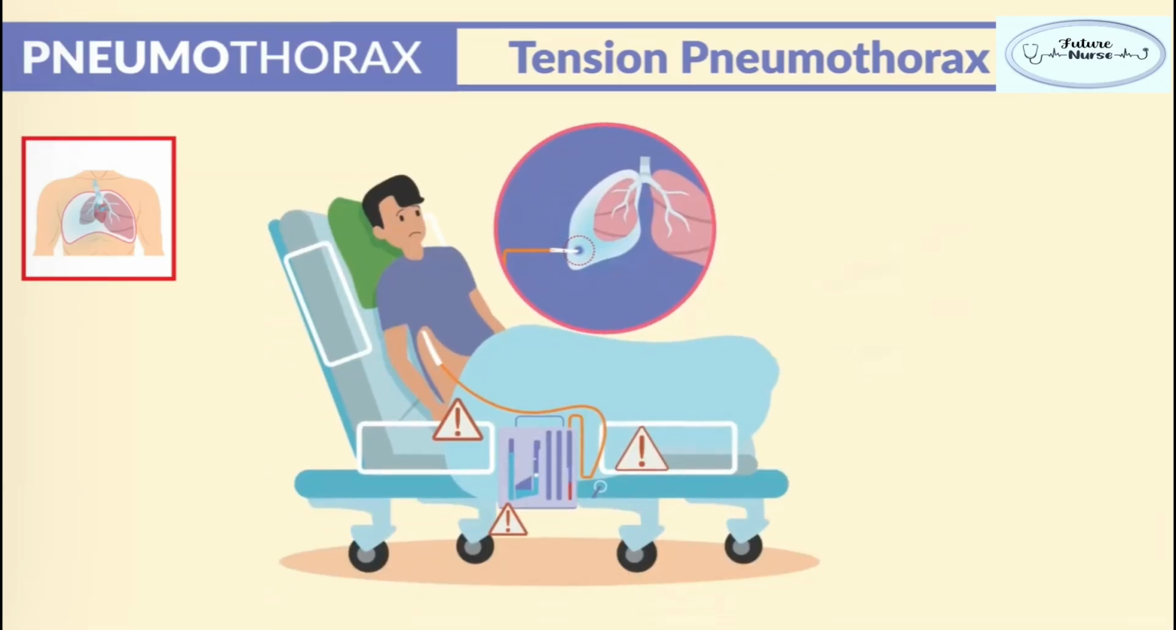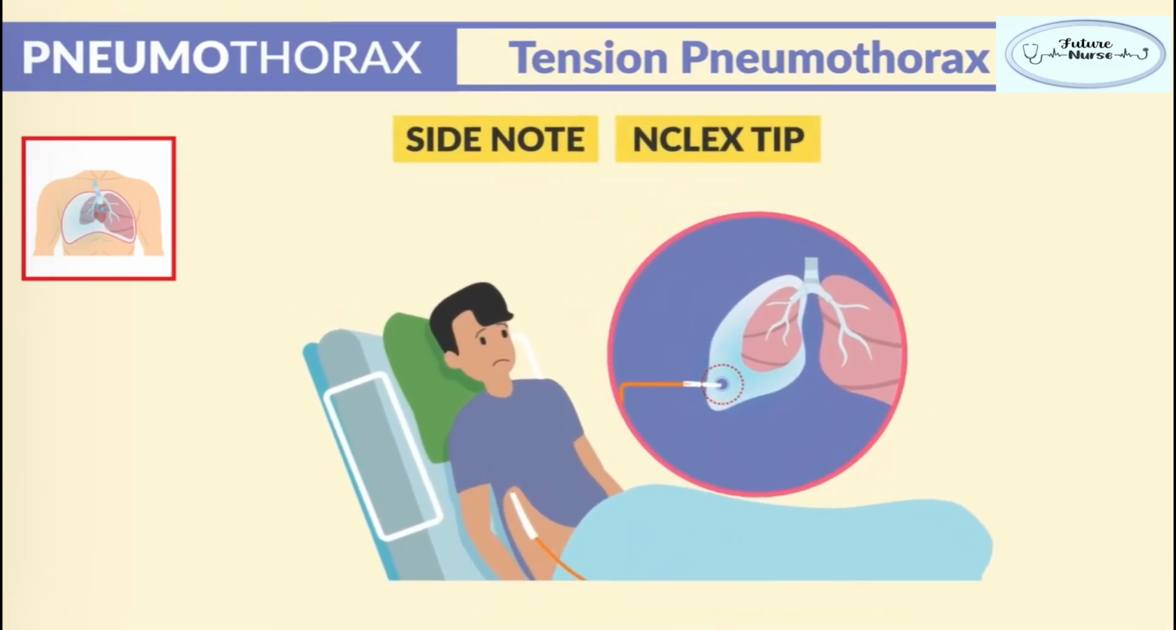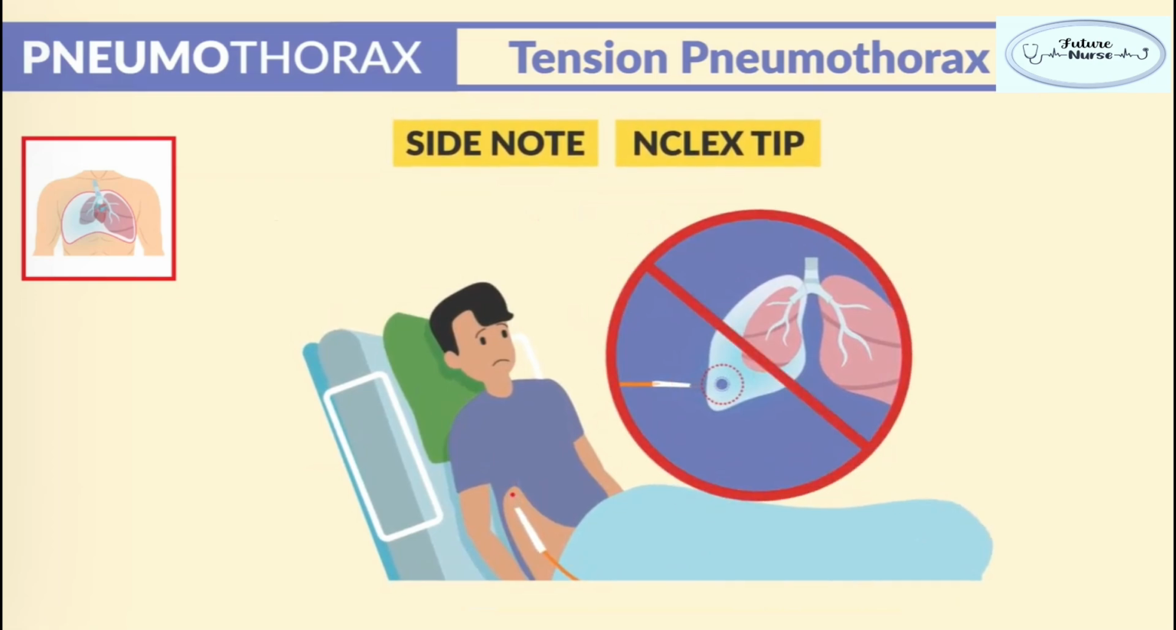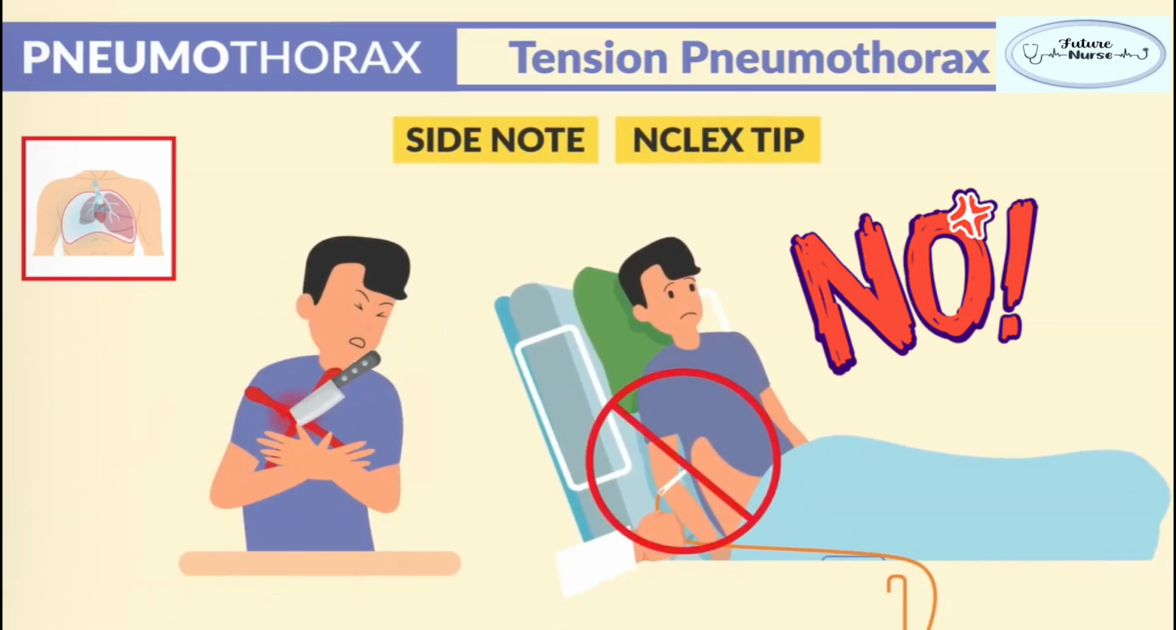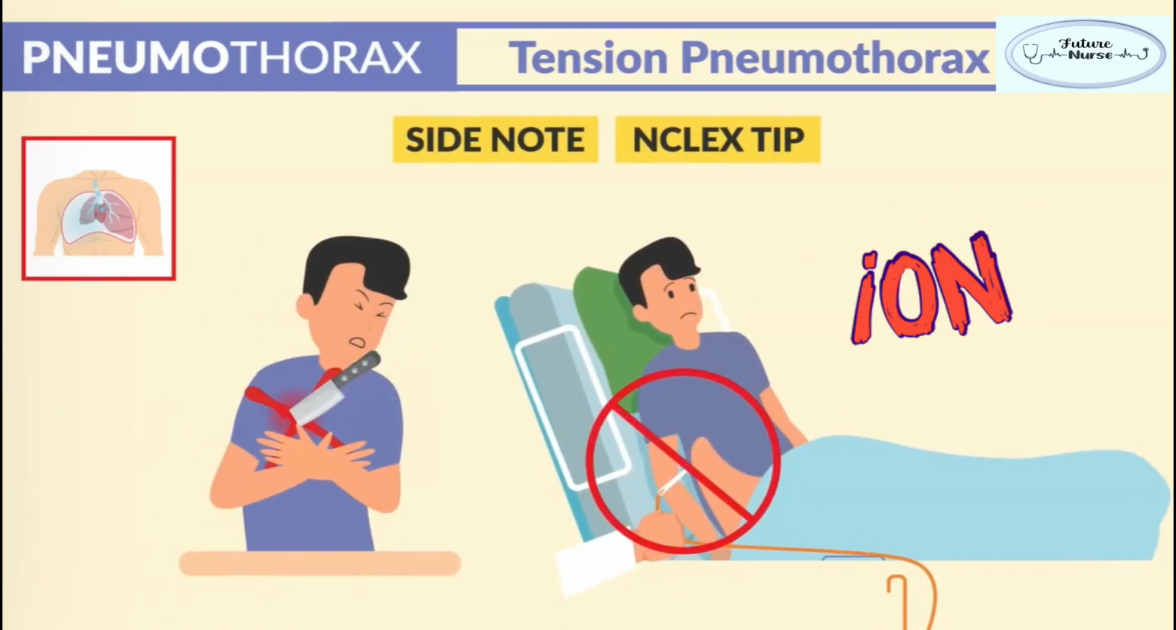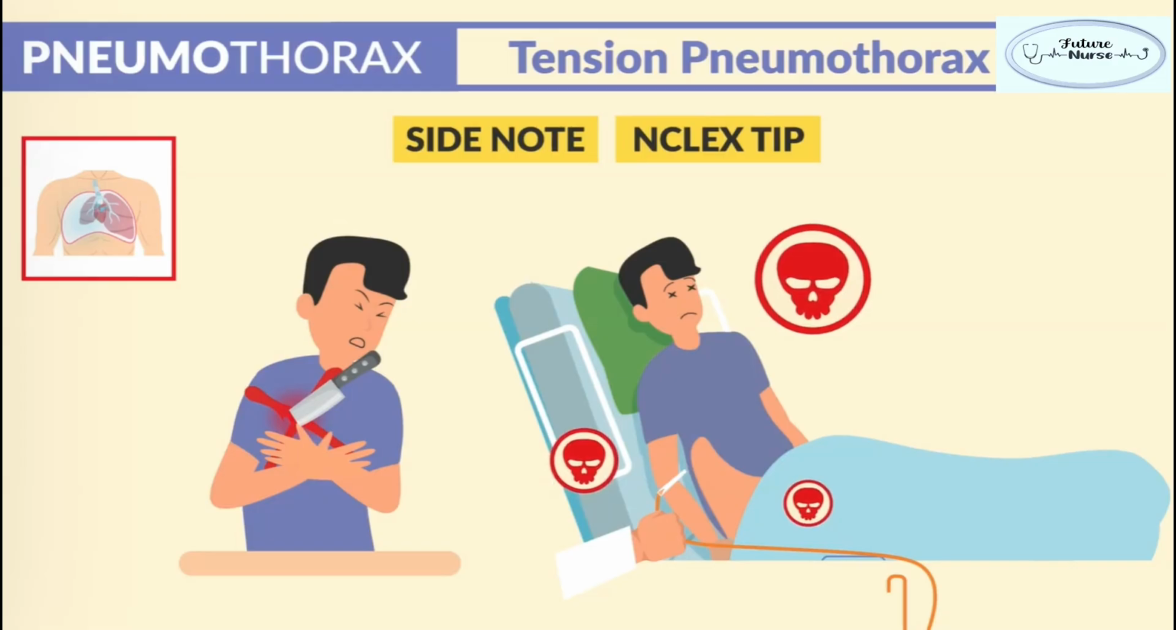Now, this is commonly seen in the hospital setting when we prematurely disconnect a chest tube. Now, a side note here and a general NCLEX tip. Do not remove anything that penetrates the body. We always leave it in place. We never pull out a penetrating foreign object, since the client could bleed to death.